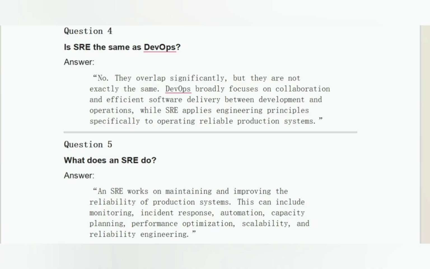Next is question number 4, is SRE the same as DevOps? So no, they overlap significantly, but they are not exactly the same. DevOps broadly focuses on collaboration and efficient software delivery between development and operations, while SRE applies engineering principles specifically to operating the reliable production systems. Question number 5 is what does an SRE do? An SRE works on maintaining and improving the reliability of the production systems. This can include monitoring, incident response, automation, capacity planning, performance optimization, scalability, and reliability engineering.